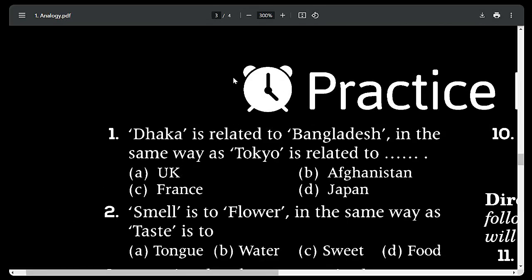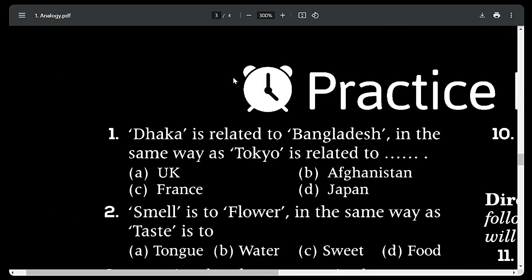Smell is to flower in the same way as taste is to sweet. Taste is to sweet. Only sweet we will taste. There are no other things we will taste. We will smell flowers. Yeah, we taste food because sweet is also a type of food, right? Yes, sir. There are many other types of food other than sweet. So the more general answer is food, right?